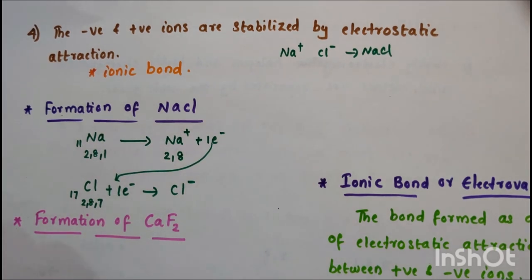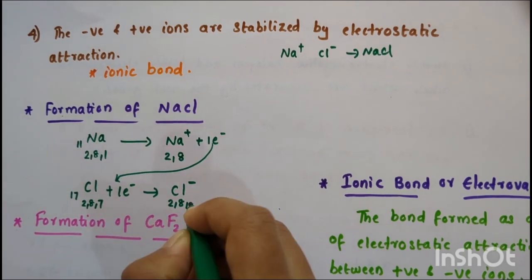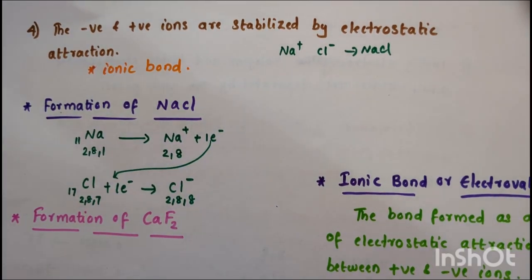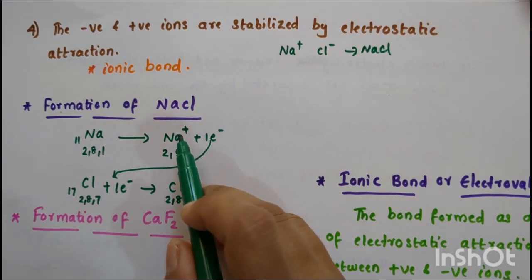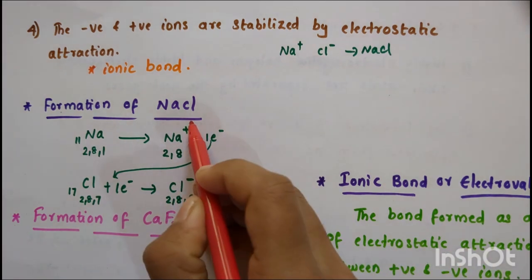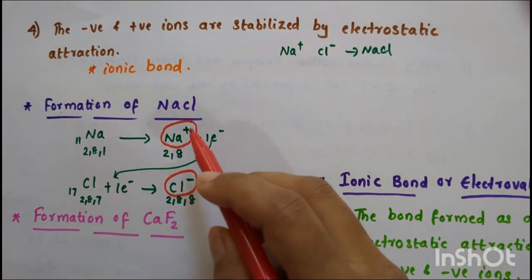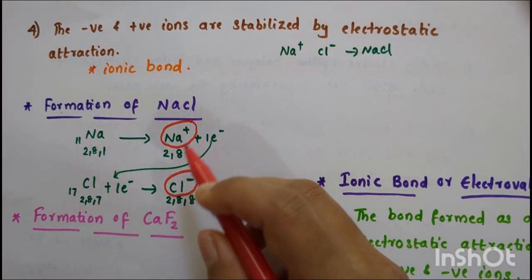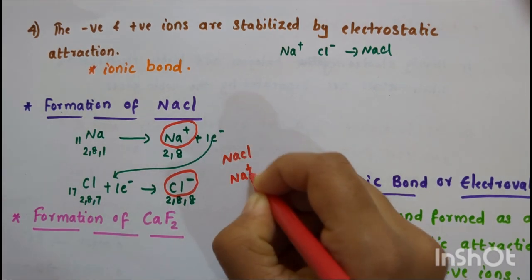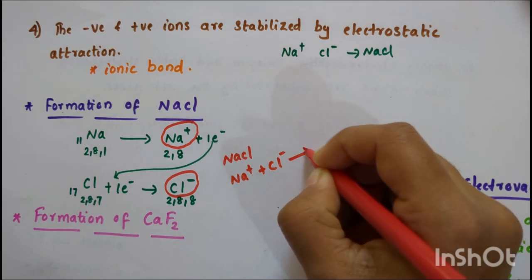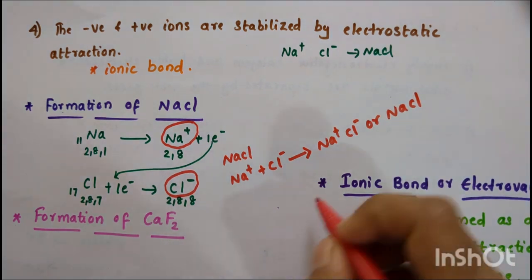When you consider this Cl minus ion, it has an electron configuration 2, 8, 8. It was 7, it gained 1 electron, so now it is 2, 8, 8, which is also a stable electronic configuration. Now you see, the outputs are this Na plus ion and this Cl minus ion. These are oppositely charged ions. They attract each other and they form NaCl, which is the table salt. That is, Na plus and Cl minus join together and form Na plus Cl minus or NaCl, which is the table salt.